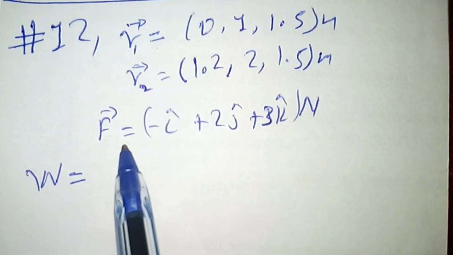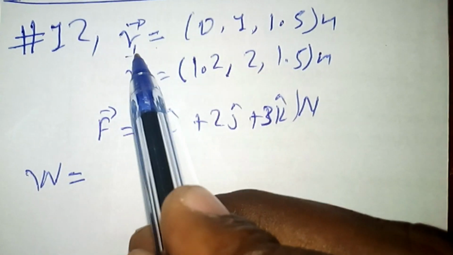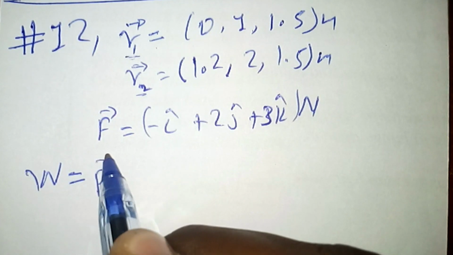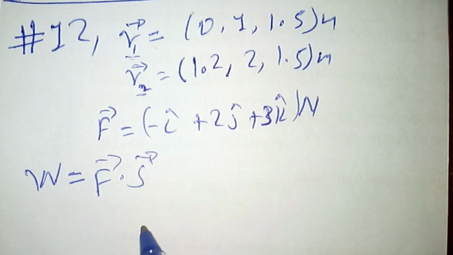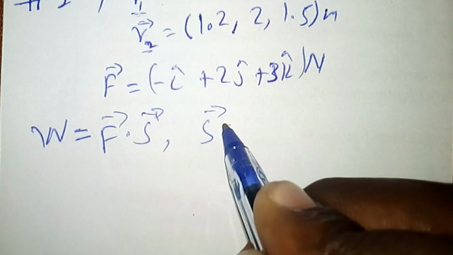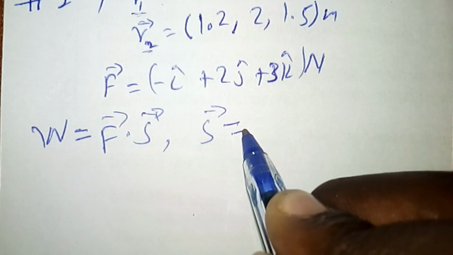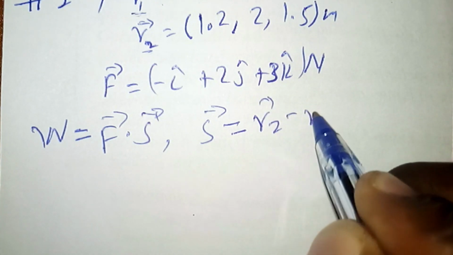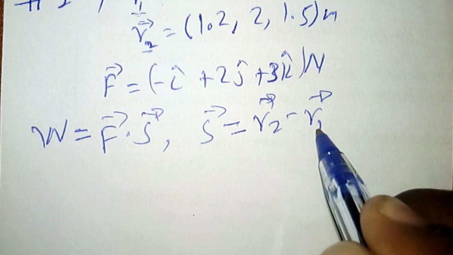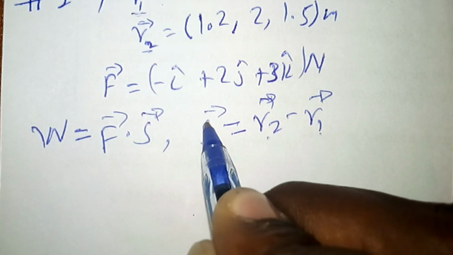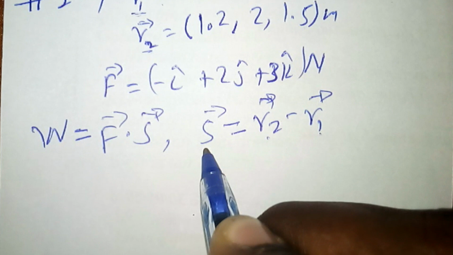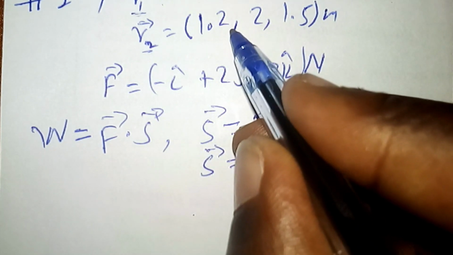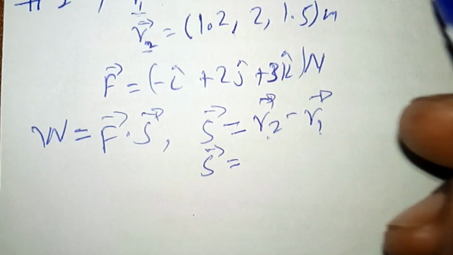The work done by force F in moving the object from its initial position R1 to R2 is the dot product of force and the displacement traveled. The displacement traveled by the object is the difference of the position vectors, R2 minus R1. The final position minus the initial position gives us the total displacement of the object. So we subtract position 1 from position 2.